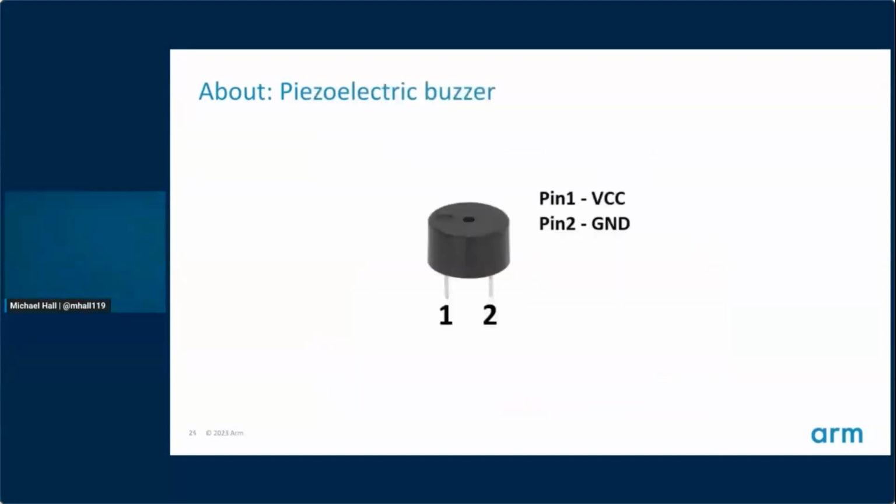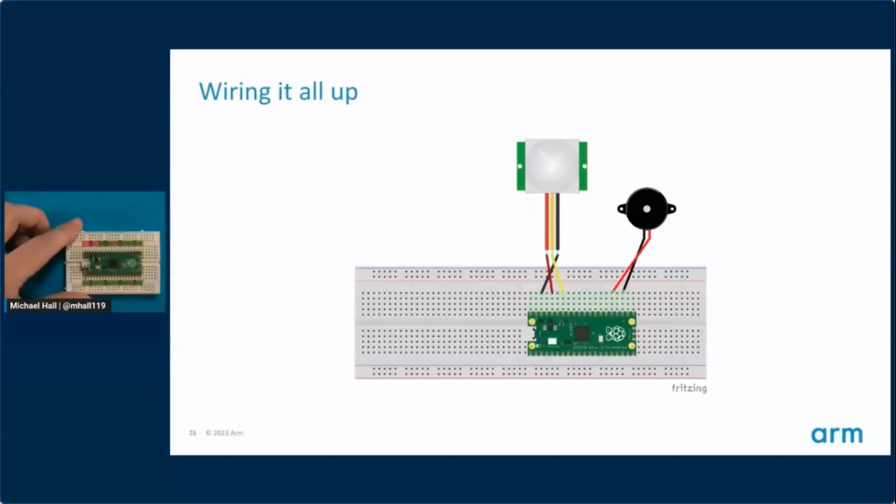We're also going to be using a little piezoelectric speaker. These are real simple, real cheap. You give it a voltage and it makes a beeping sound. So those are the two devices that we're going to be using here. And we're going to wire it all up with our Raspberry Pi. So let's get started doing that.